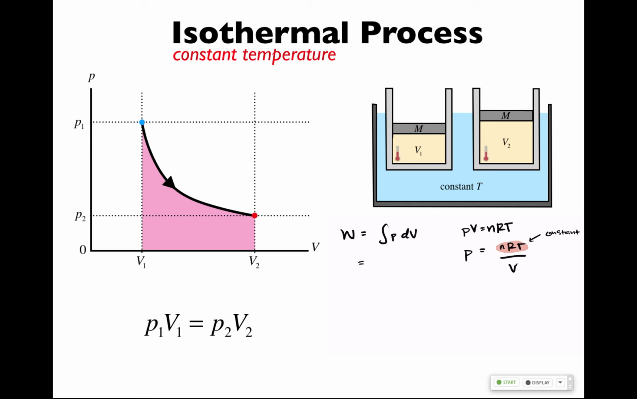Okay, so when you plug this in, this becomes nRT over V dV. If you take this out, nRT comes out, and you end up with dV over V. Okay, what does this integral give you? And this goes from V1 to V2. What's the integral of 1 over x? Yeah, ln, natural log, right? So this becomes nRT, natural log of V from V1 to V2.